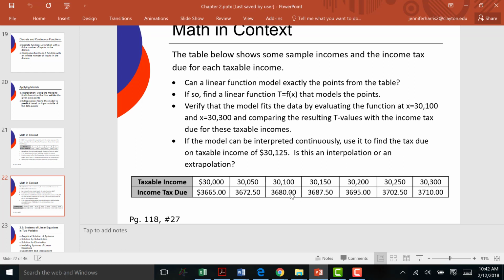It doesn't mean that it doesn't stop here. It stops here from looking at the table. But can I create a whole lot of data points in between here? Yes, I can. So that makes this model continuous.